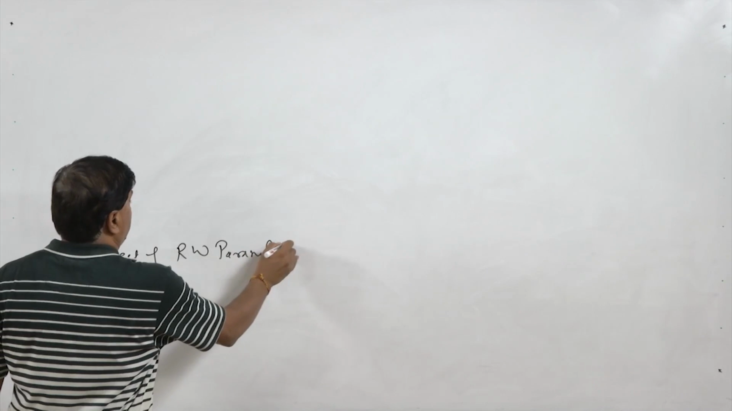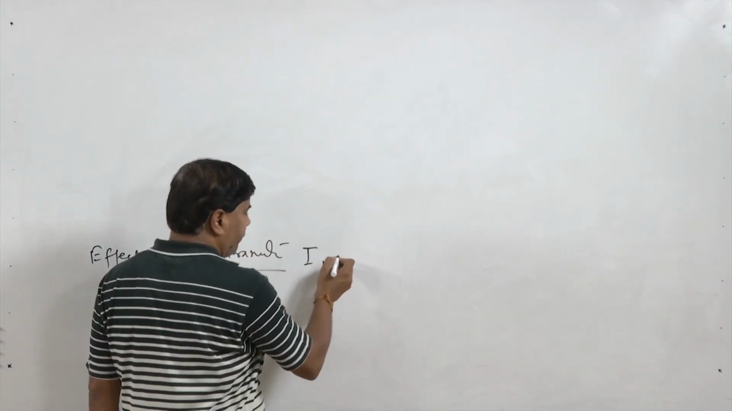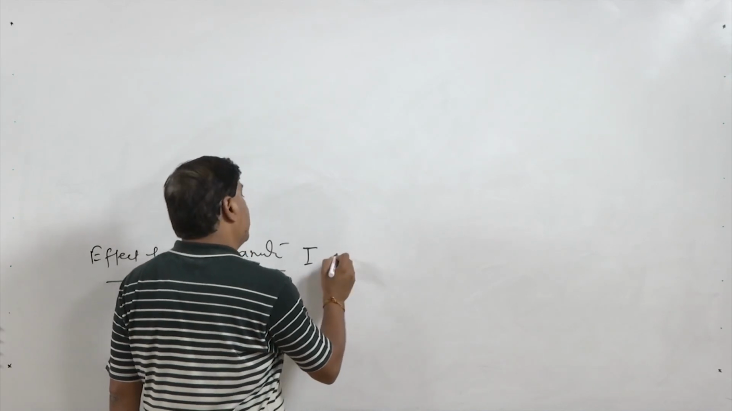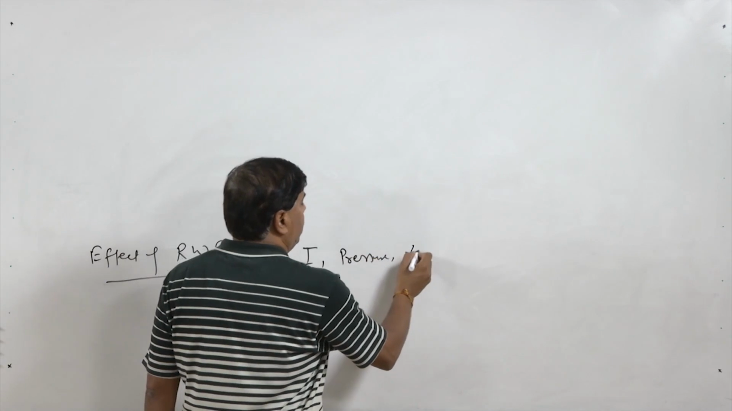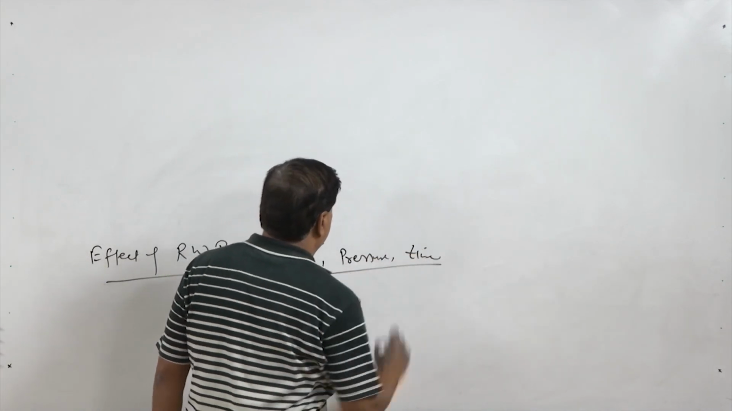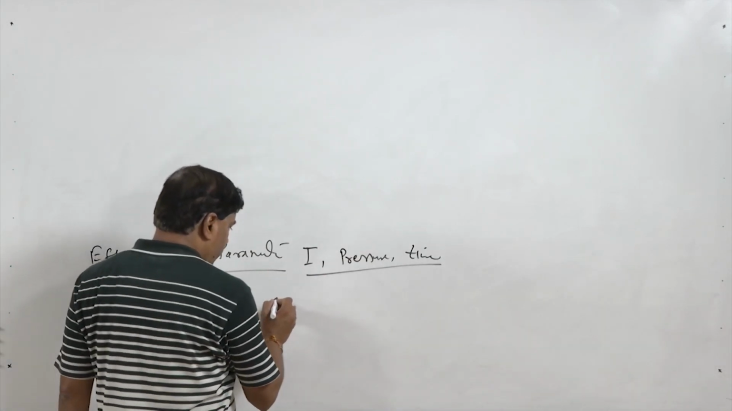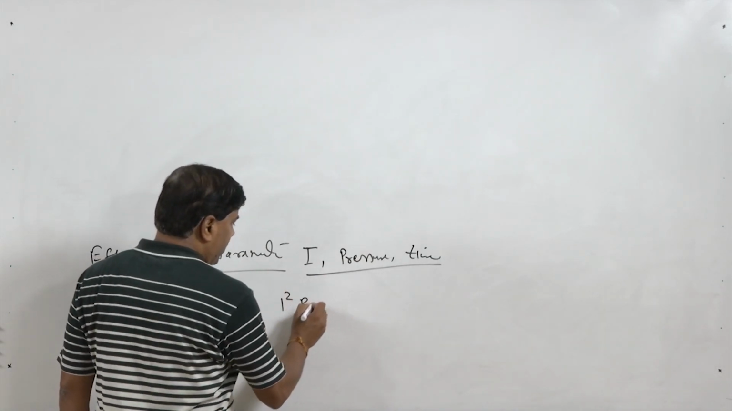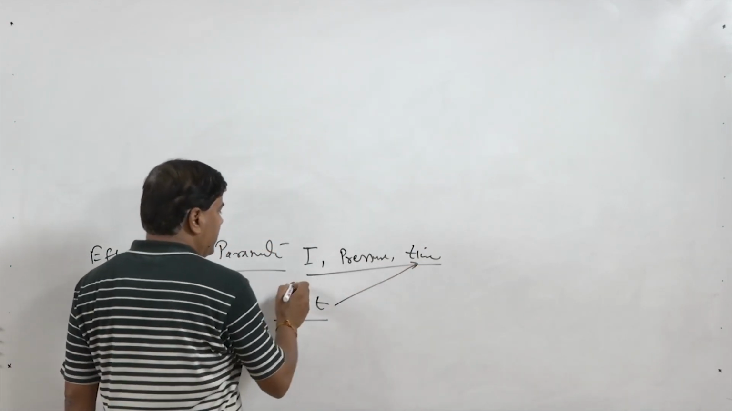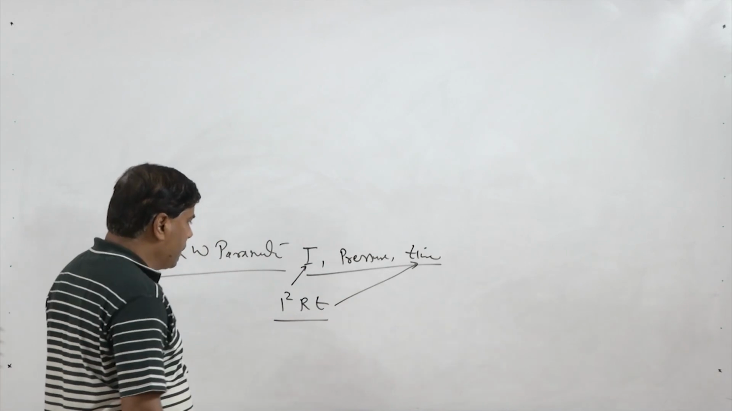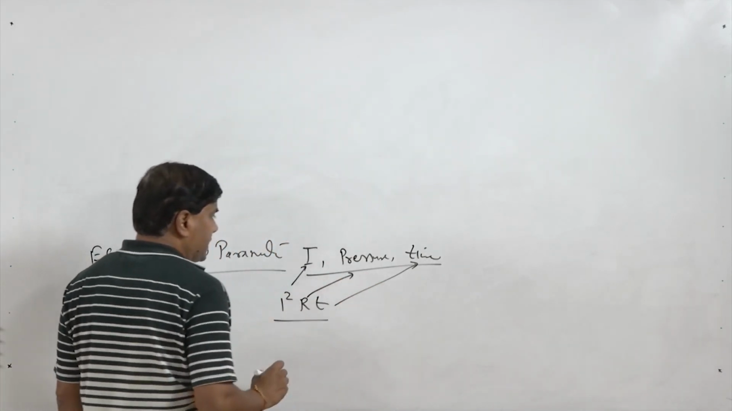Now, we will see the effect of the resistance welding parameters on the joint performance. So, there are three important parameters: current, pressure, and the time for which current is allowed to flow. All these factors in fact govern the heat in one way, like I squared R T. The heat generated is directly proportional to the square of the current being supplied, and pressure in fact affects the contact resistance.